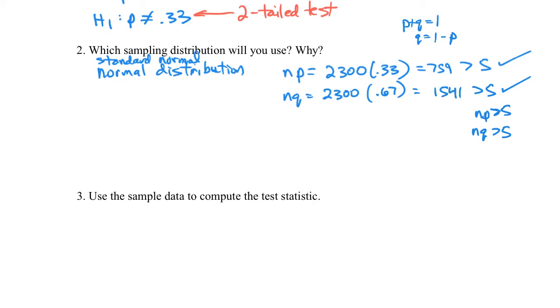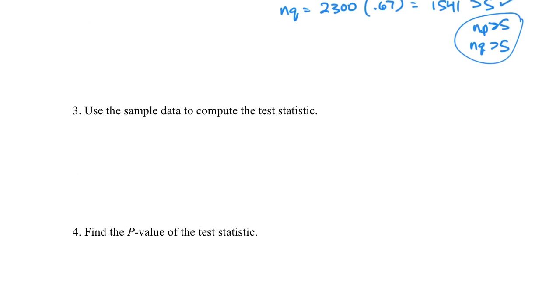It's just like before when we were testing the mean and we would say, is the sample size 30 or more? This is the same sort of thing. So because these both work, we have what's called a large sample, and so we can go ahead and use the standard normal distribution. Then we have to use the sample data to compute the sample test statistic.